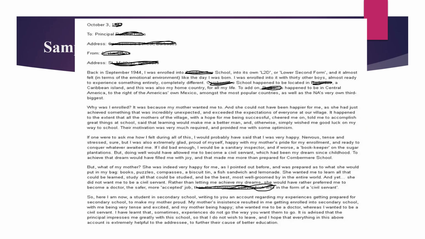If I did badly enough, I would be a sanitary inspector, and if worse, a bookkeeper or on the sugar plantations, but doing well would have allowed me to become a civil servant, which had been my dream since childhood. To achieve that dream would have filled me with joy, and that made me more than prepared for Cornbury School, or any other school, you can mention the name.